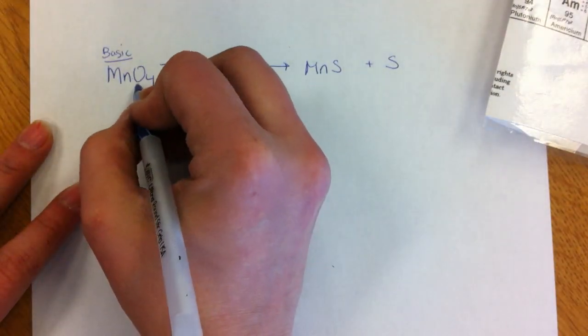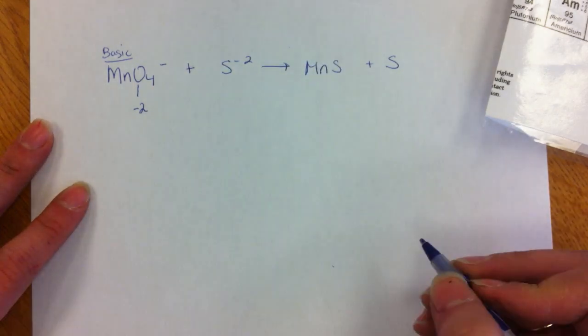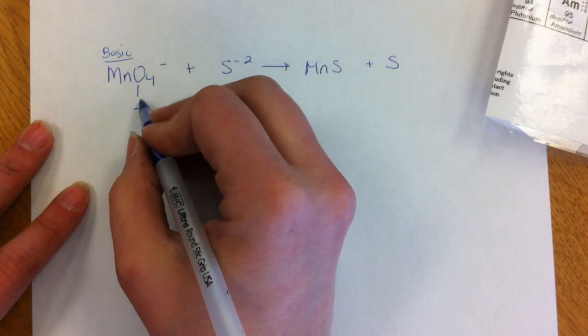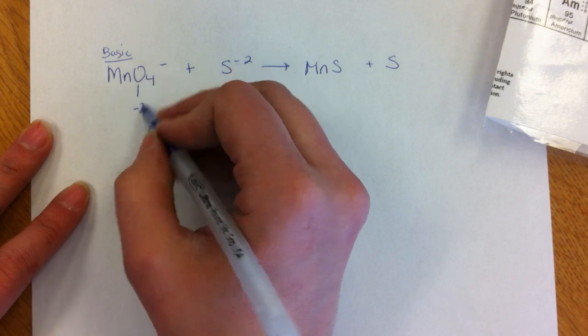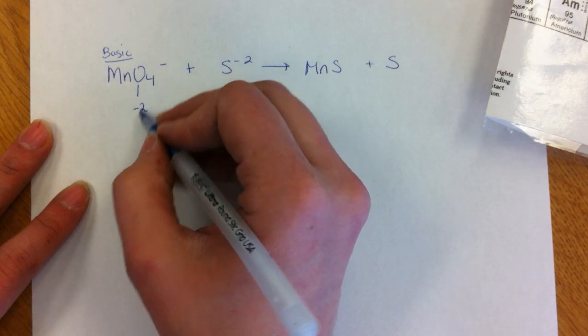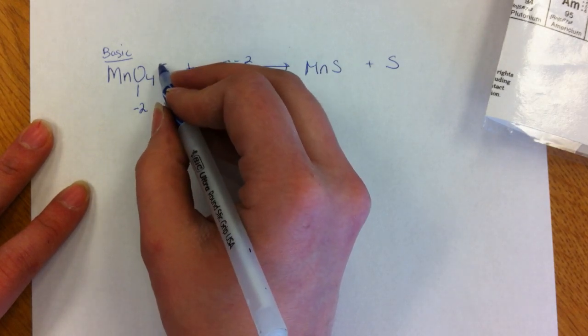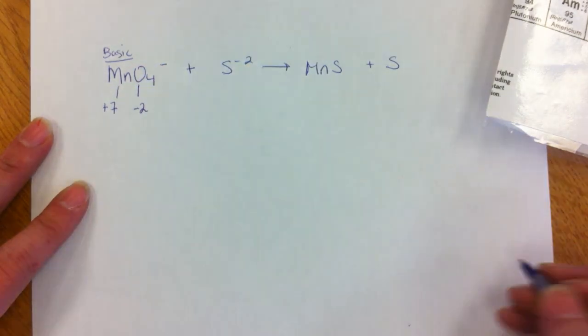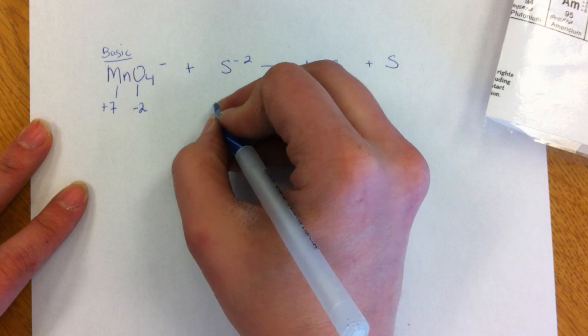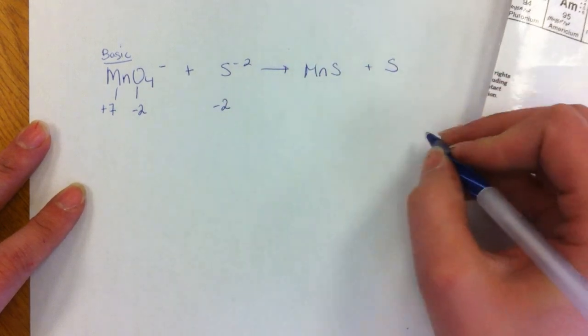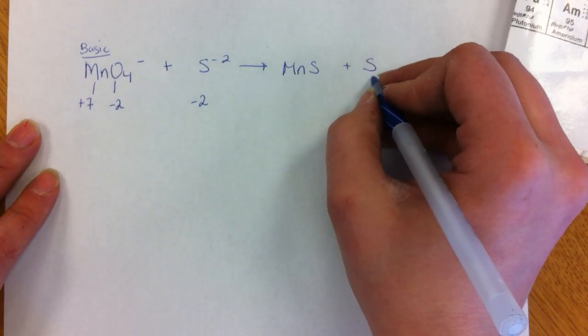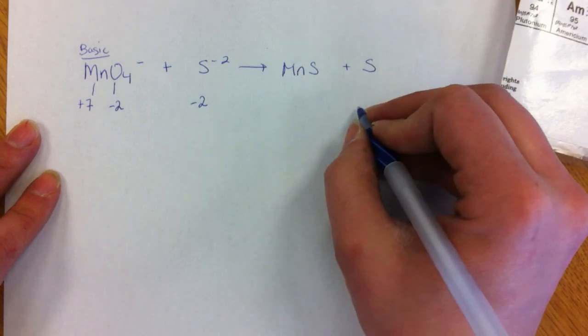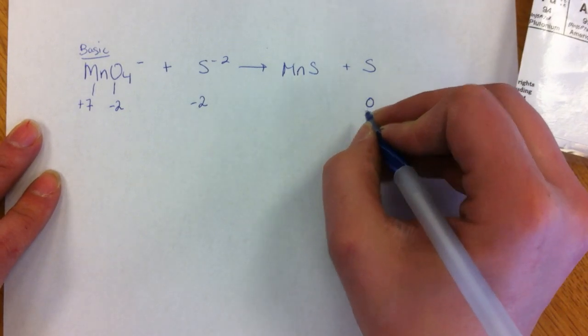So that means that this oxygen is -2, and you can tell that we'll have -2 times 4 is -8 here. It's an overall negative charge, so that means the manganese must be +7. Now, this S is -2. I forgot one, but if it's by itself, you can also trust that it has a 0 charge. So this S is 0.